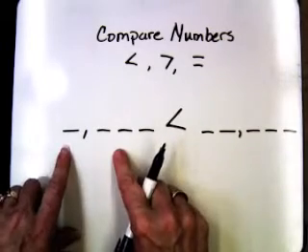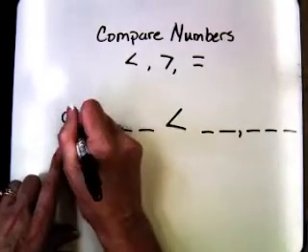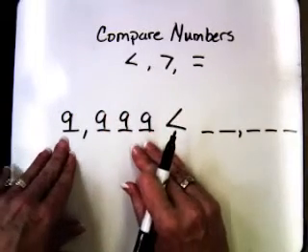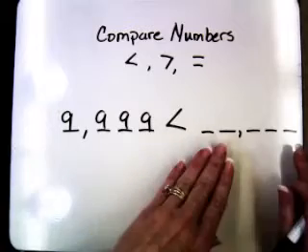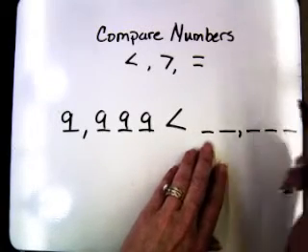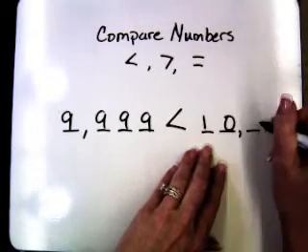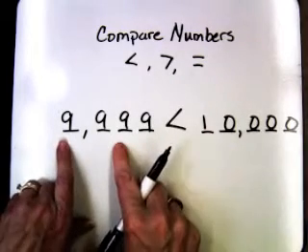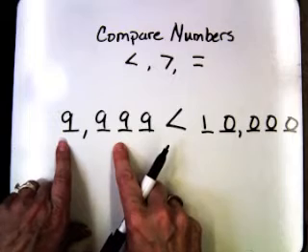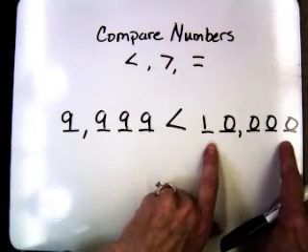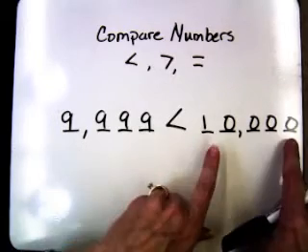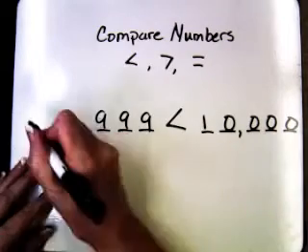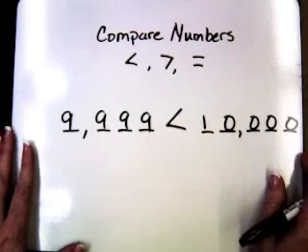So I could fill in on this side, let's say I did 9,999. 9 is the greatest digit I can put in any place. And on this side, let's say I did 10,000. Well, 9,999 is always going to be less than 10,000. So a 4-digit number is always less than a 5-digit number. So that's the first thing we look at when we compare numbers. How many digits are in the number?